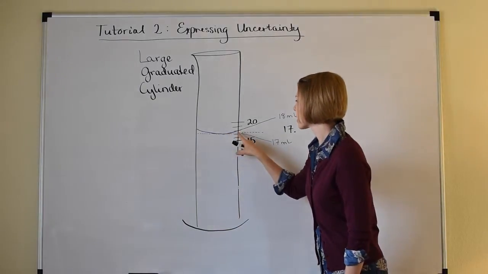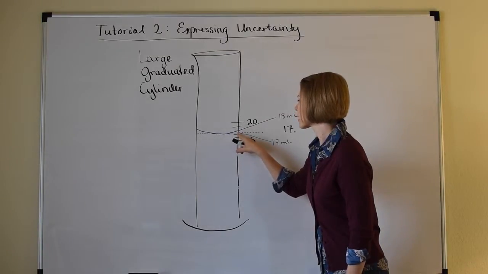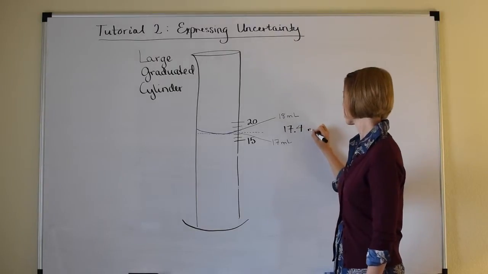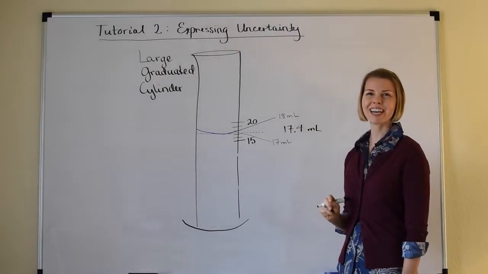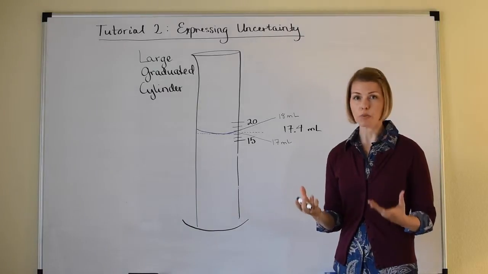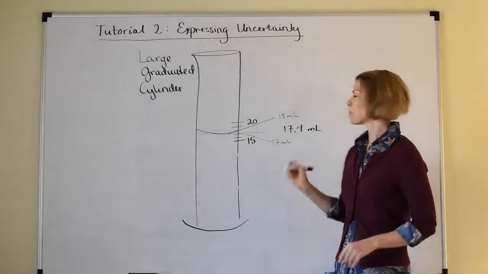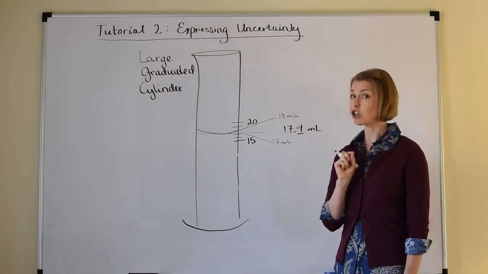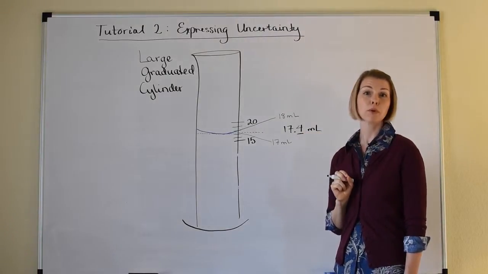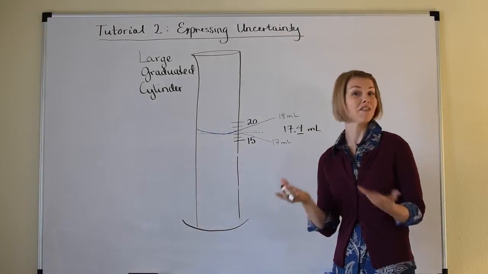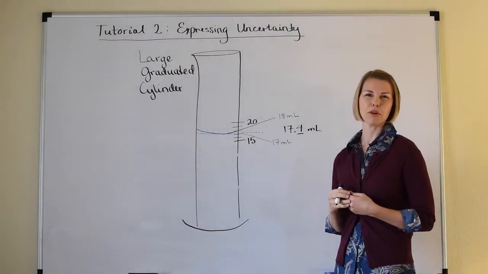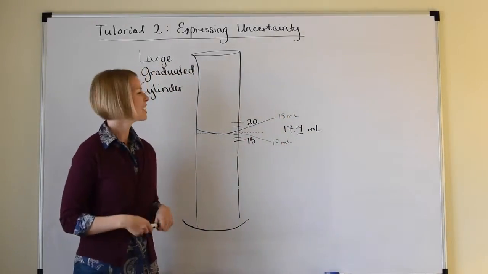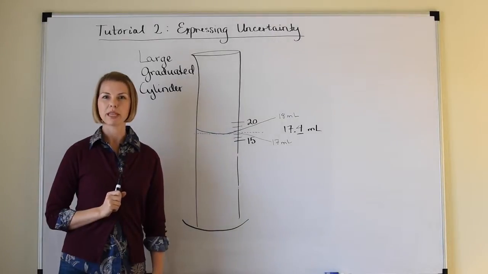So some people might look at this and say, well, it looks like it's a little bit closer to the 17, so I'm going to call that 17.4 milliliters. Don't forget your units. Someone else might think it's 17.5. That's okay, because that last digit, the 10th of the milliliter, is your estimated digit. So it's acceptable that your lab partner might argue that it's 17.5 and you say it's 17.4. Hopefully you'll come to a consensus there and decide what to call it. We'll go ahead and call it 17.4 milliliters.